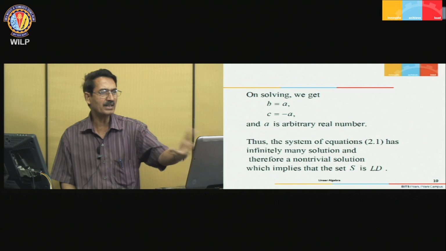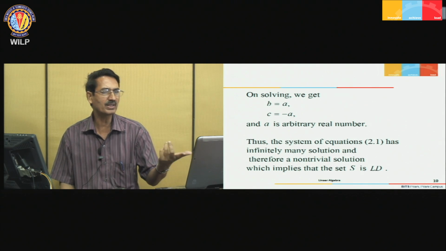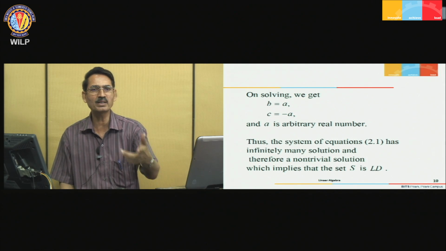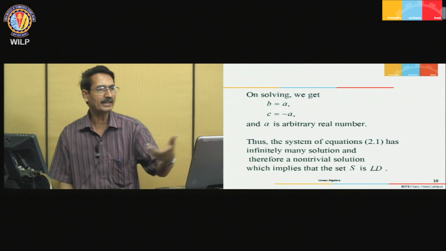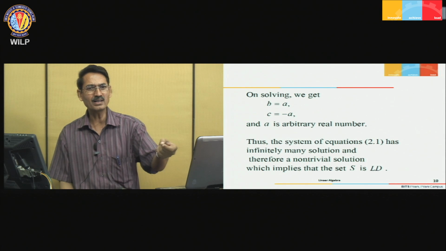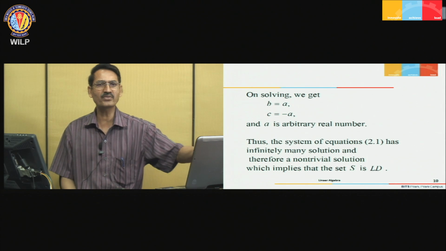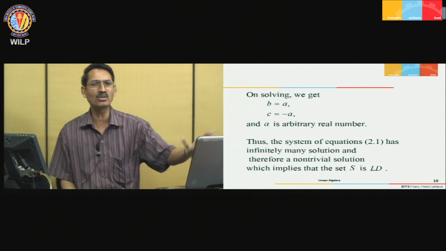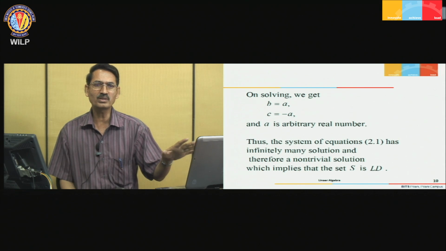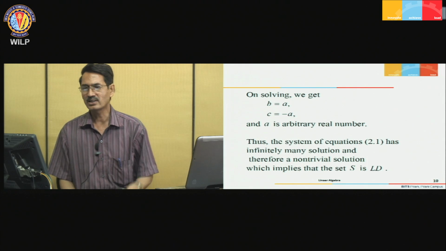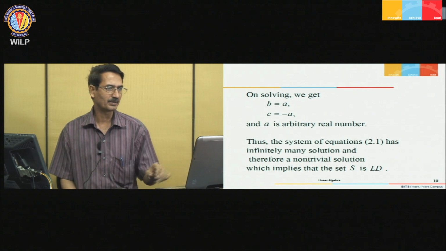If you give any real value of a, see, if a is 1, then b is 1, c is minus 1, and it is a solution. Change a to 2, again you will get the corresponding b and c, and it is a solution. So, for every real number a, you will get corresponding values of b and c, therefore we are getting an infinite number of solutions, even non-zero solutions. Of course, if a is 0, then b and c both are 0. So, 0, 0 is always a solution, but there are infinitely many other solutions which are different from 0. Therefore, the given set S is linearly dependent.